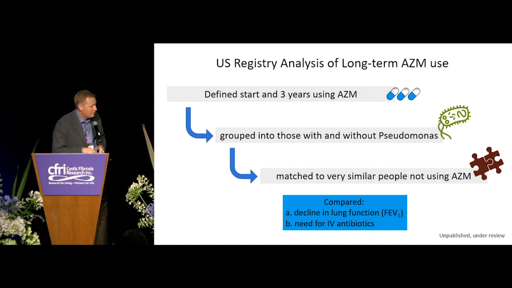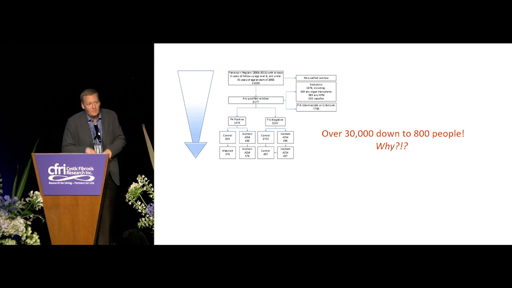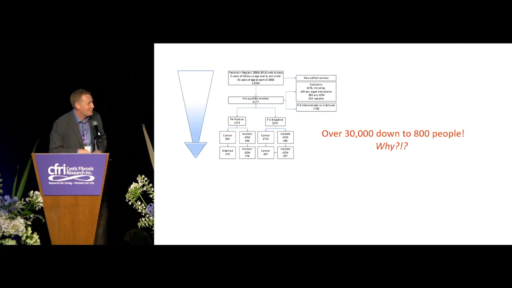We looked at what I mentioned, their decline in lung function over time and then the need for IV antibiotics. So I'll show you the data in a moment. But the first explanation, so to speak, is I'm going to show you data of about 800 people. And many of you know the registry has over 30,000 people. Why in the world am I getting down to just 800?